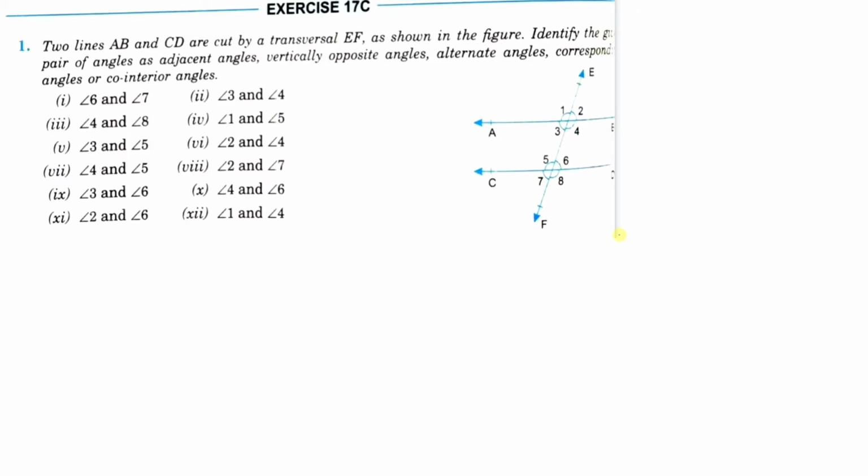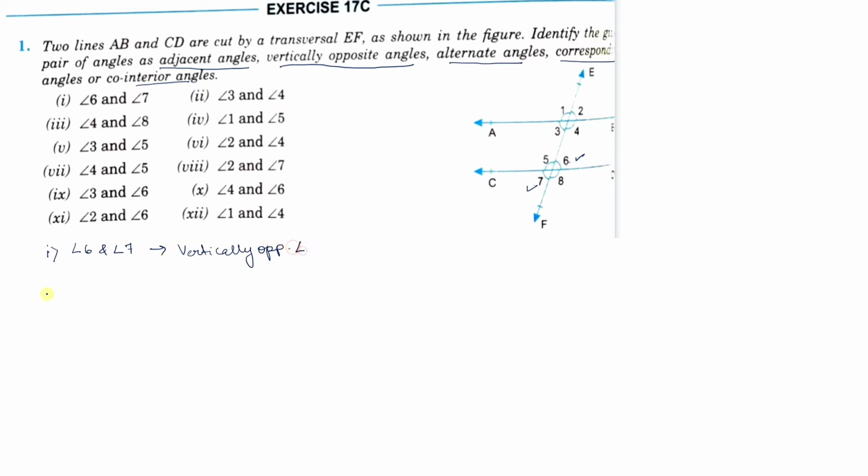Okay, starting with the exercise. The first question is that you have to identify the adjacent angle, vertically opposite angle, alternate angle, corresponding and co-interior angles. So first one is angle 6 and angle 7. What is the relation between them? Look at the diagram, angle 6 and angle 7. They are vertically opposite angles. So you will write here vertically opposite angle.